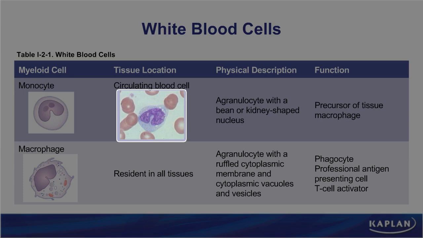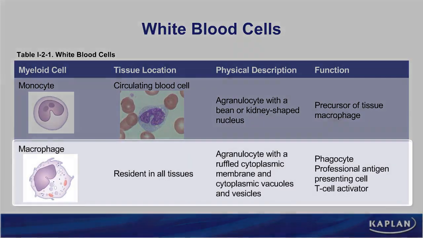When you examine the cytoplasm, notice that this is an agranular cell. And if you look at the size of the monocyte relative to the red blood cells, it is significantly larger. The monocyte, once it exits the bloodstream and gets into the tissue, remember it is going to differentiate or mature into its final macrophage form.